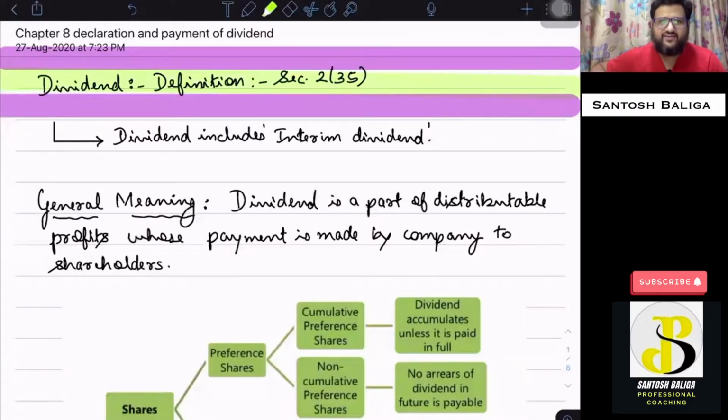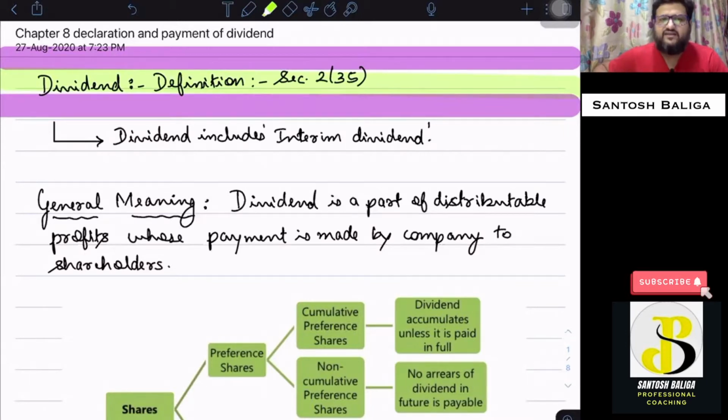Hello and welcome everyone. Today we are going to start a fresh chapter, which is chapter number 8, Declaration and Payment of Dividend. So I have so far covered chapter 4, which is Share Capital and Debentures, and chapter number 7, which was from section 98 to section 121, which was all about meetings, that is management and administration. In this particular session, we are going to go through chapter 8, which is Declaration and Payment of Dividend.